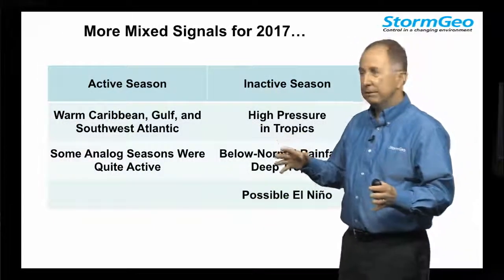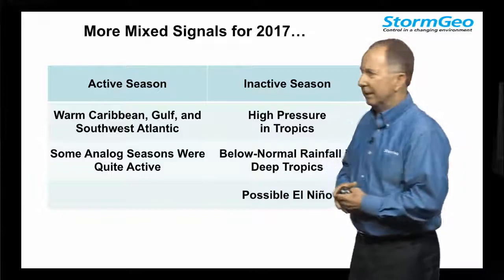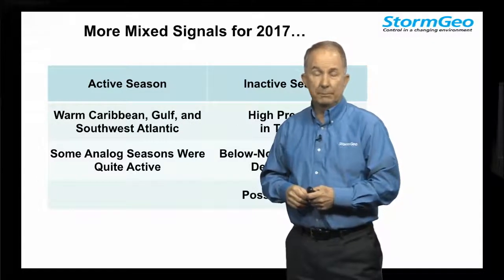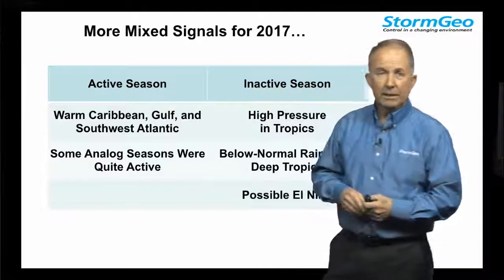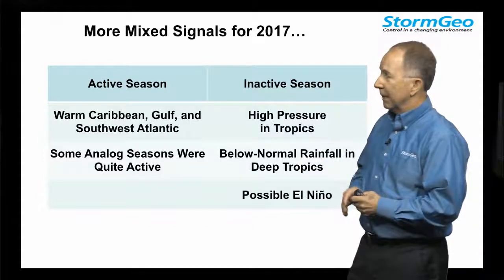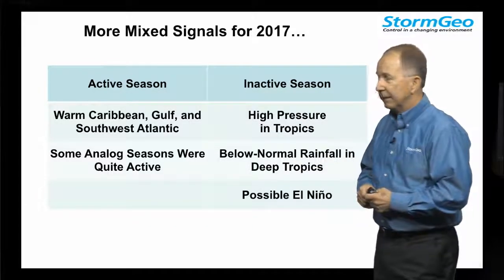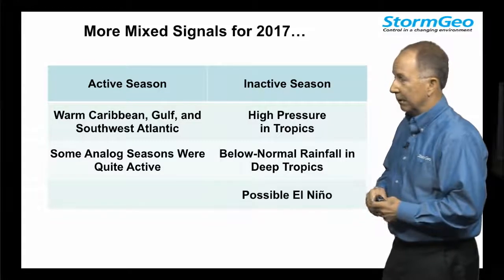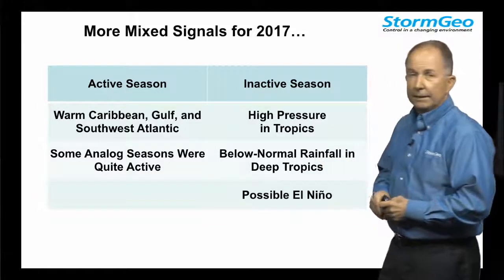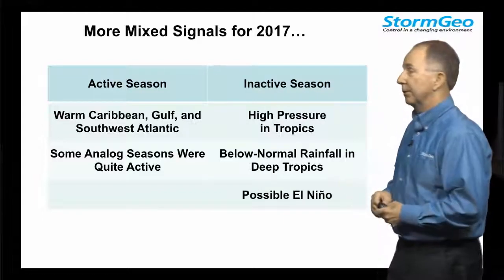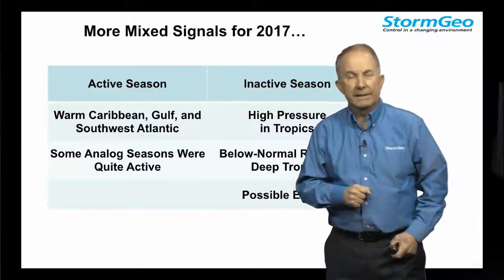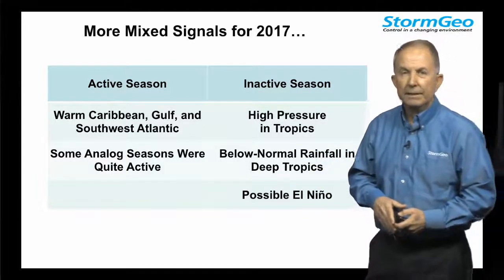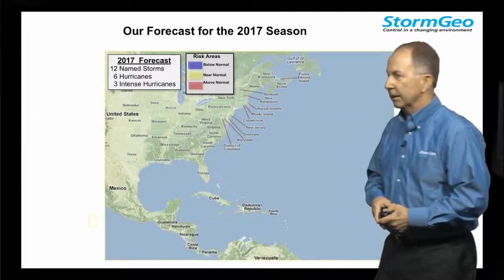So the analog seasons and the other seasonal predictors are kind of a mixed bag this year. For an active season, we do have very warm water in the western Caribbean, and particularly across the Gulf of Mexico. Some of those analog seasons were quite active. But on the minus side, for an inactive season, we have high pressure again predicted to be in the tropics, particularly between the Caribbean Sea and the Gulf of Mexico. Below normal rainfall predicted in the deep tropics might inhibit development from the Caribbean Sea over toward the coast of Africa. And the biggest uncertainty is how strong that El Nino might be this year. If it gets a little stronger, then it might reduce the activity from our forecast just a little bit. And speaking of our forecast, let's take a look at what we're forecasting now.